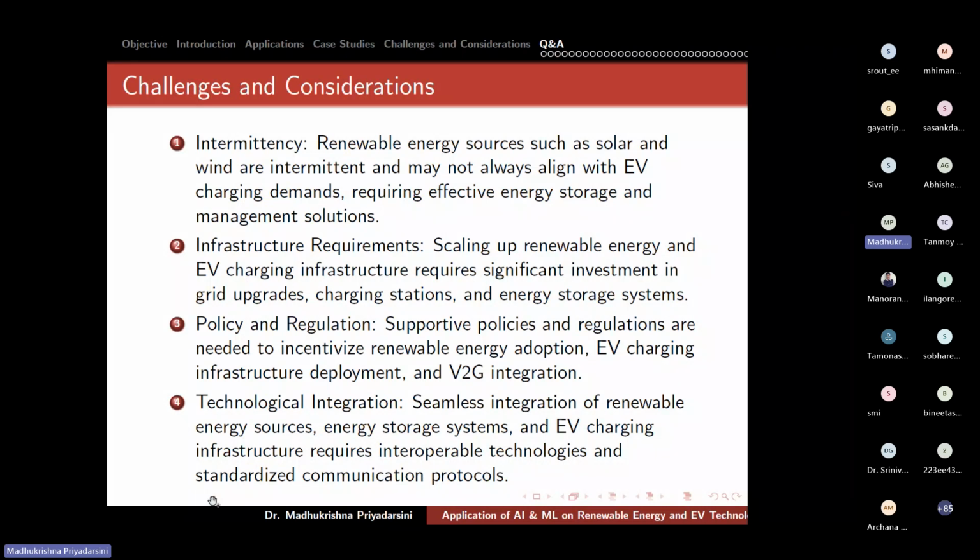That's why it is written that standardized communication protocols need to be there. Now EVs have different communication protocols, and renewable energy charging stations have different communication protocols, and sometimes they are not compatible with each other. That's why we need to have a standardized communication protocol. So these are the future directions of research when we are going to combine both EV and renewable energy.